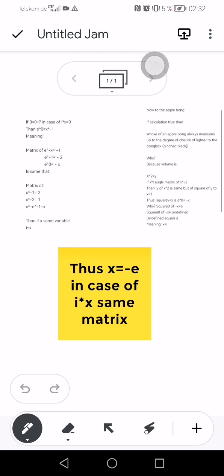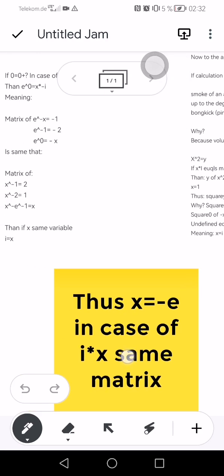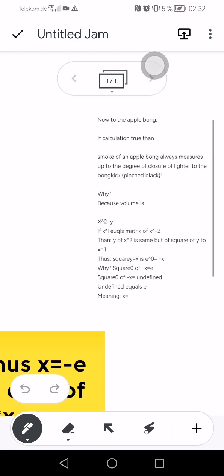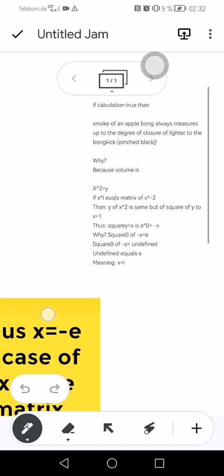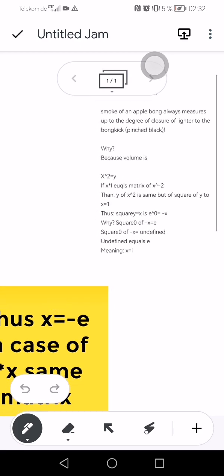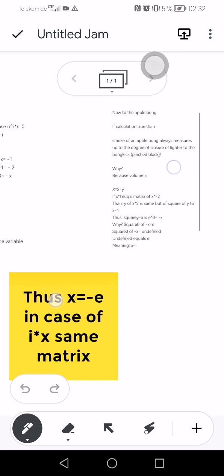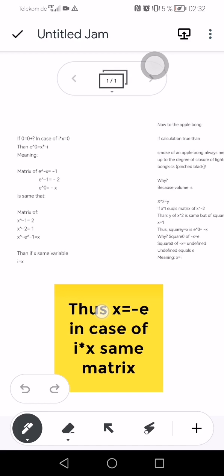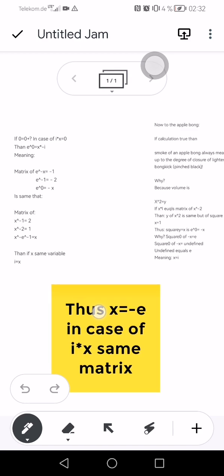Now to the proof, the mathematical proof, to the apple bong. If this is true, then if calculation true, then smoke of an apple bong always measures up to the degree of closure of lighter to the bong cake, meaning the pinch plug. Why? Because volume is x times square equals y. And if x times I equals matrix of x square minus 2, right? Meaning e square minus 1 equals minus 2.